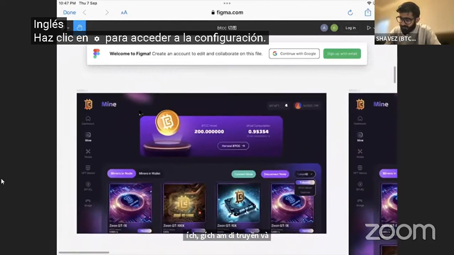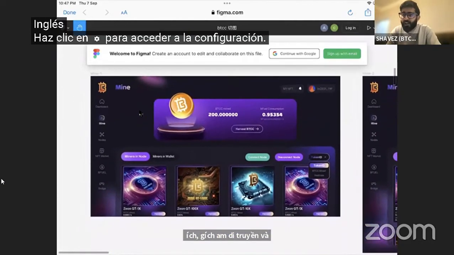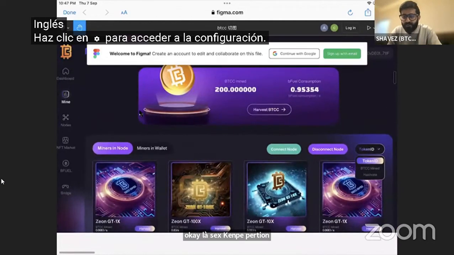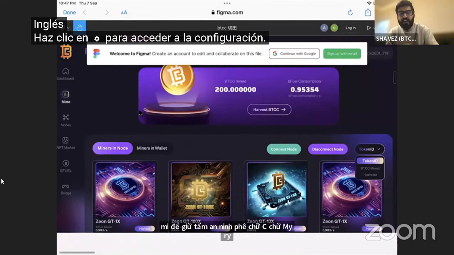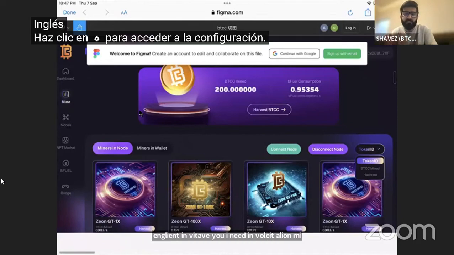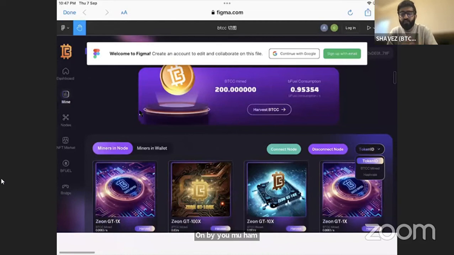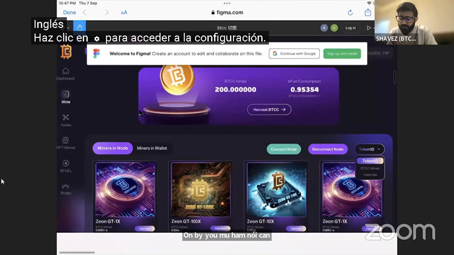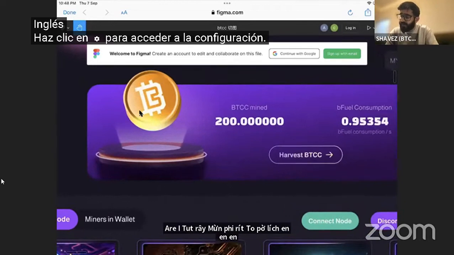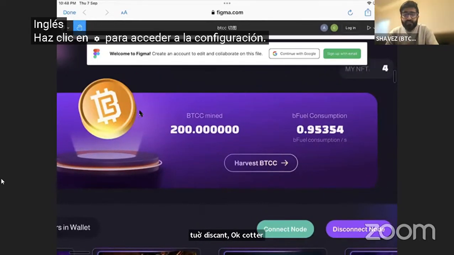Okay. The second page is Mine. This is the mining page. You see your miners in node and your miners in wallet. Miners in node means these many miners are mining in real time. Miners in wallet are miners owned by you, but they are not mining. You have not connected your miner to the node. It's super easy. I told everyone, you just have to click to connect and click to disconnect. This is the total BTCC mined, and this is the total B fuel consumption.